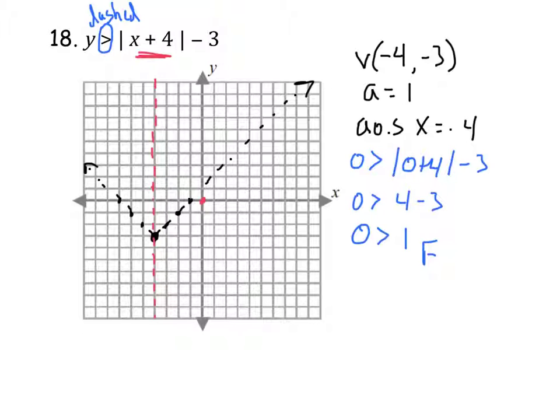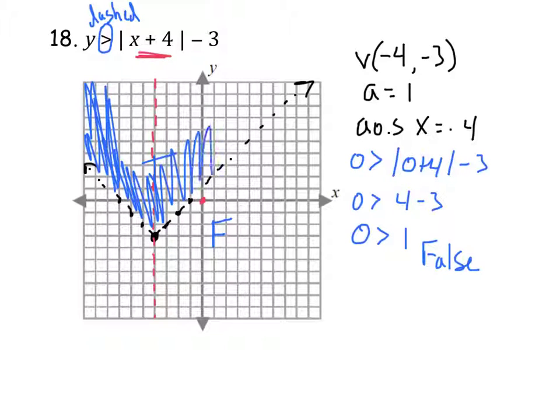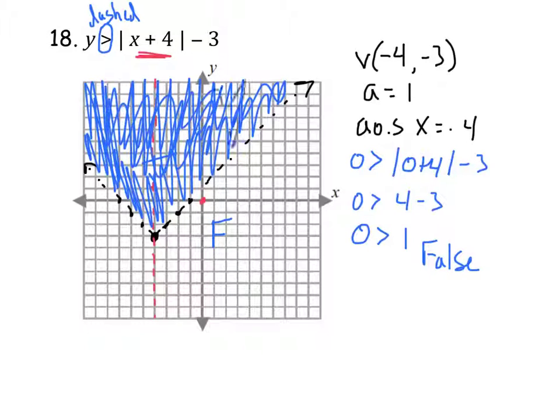That is false. So remember then, this out here must be the false side. This inside is the true side. Always shade the true side. So we have to shade everything that's inside the V. Any questions on 18?